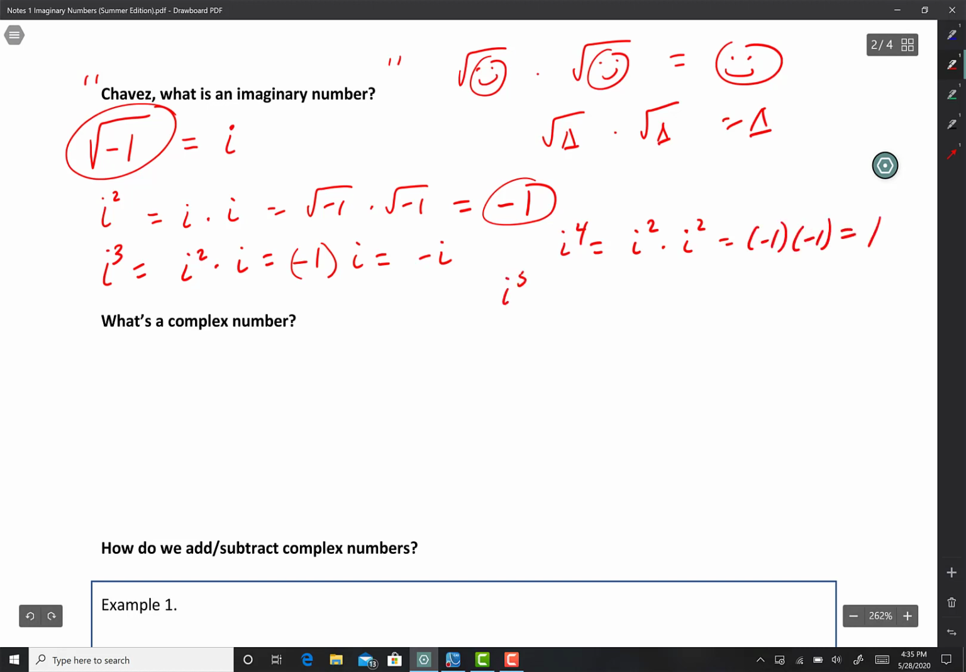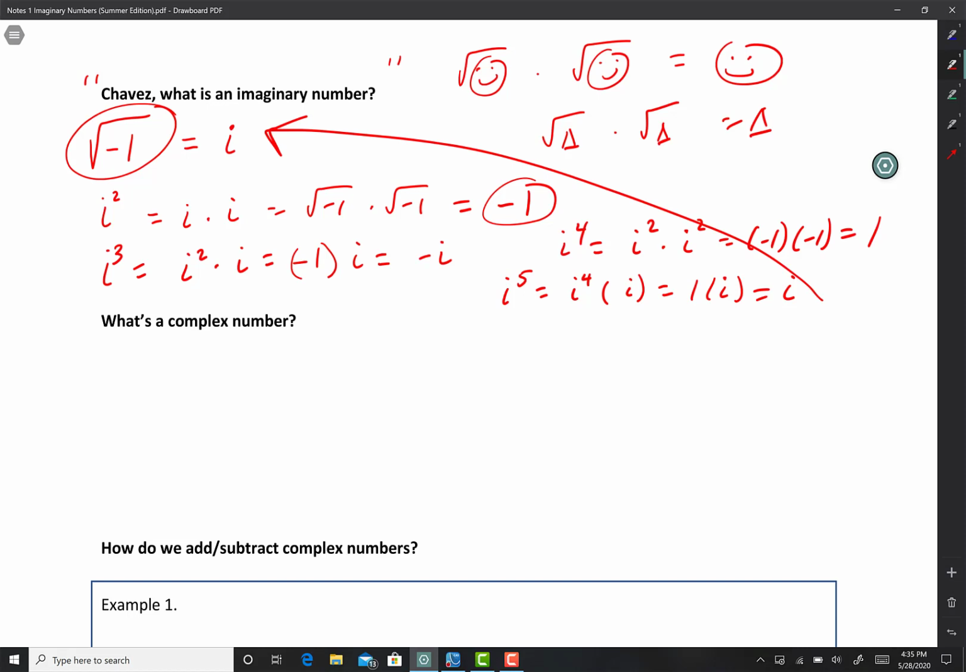And then when you get to i to the fifth, well, that's just i to the fourth times i from your laws of exponents. And i to the fourth was 1. So 1 times i is just i. And then you start all over again, guys. So it just keeps repeating with the same thing. And then it just keeps going over and over.